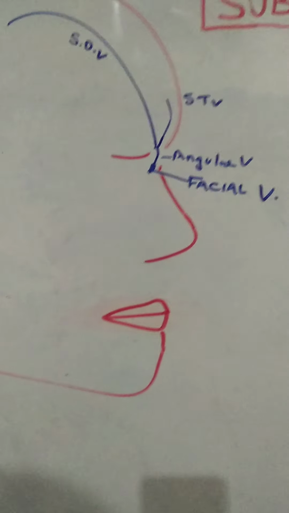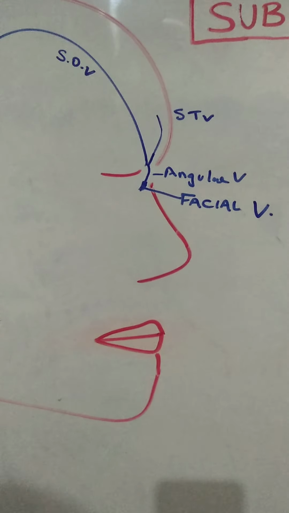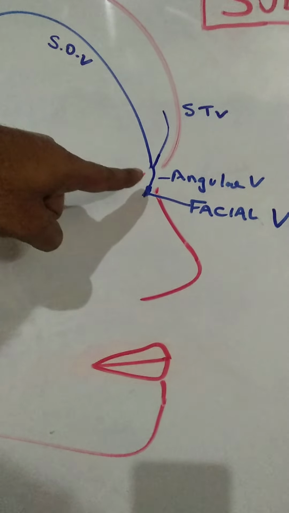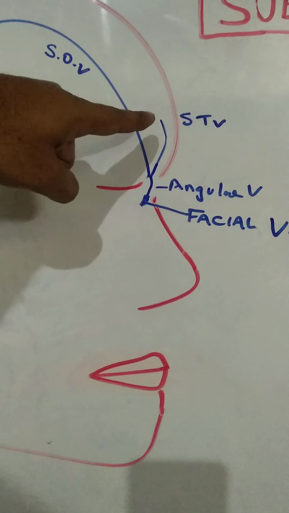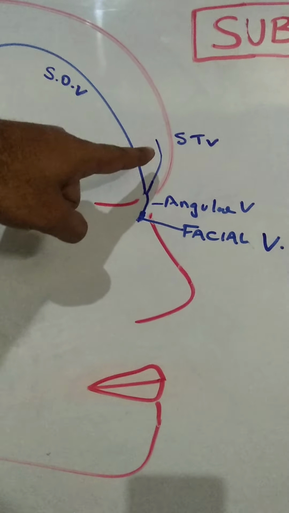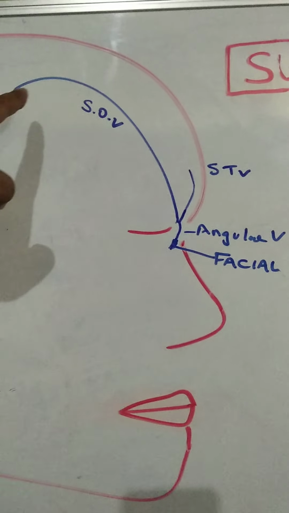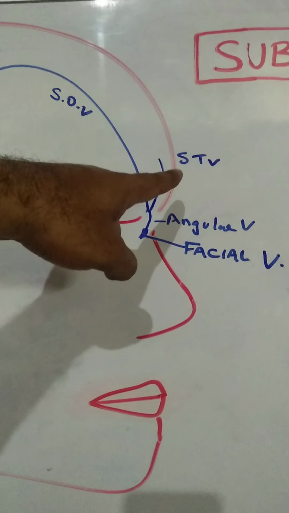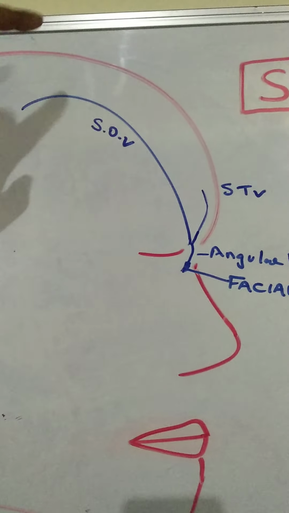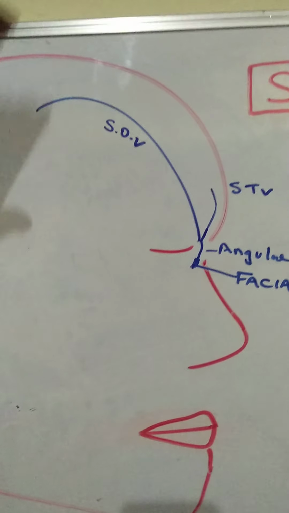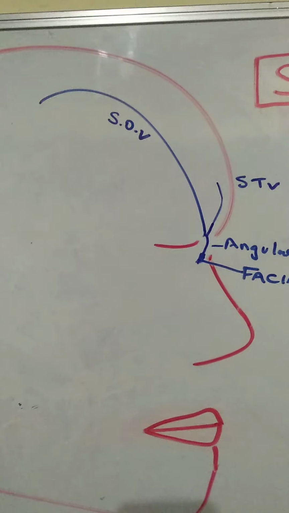Let's see this. So this facial vein is formed at the medial angle of the eye, by the joining of two veins. Which are they? The supratrochlear and supraorbital vein. Supratrochlear vein drains the region of the forehead. Supraorbital vein drains the region of the anterior part of the scalp, anterior quadrant of the scalp.